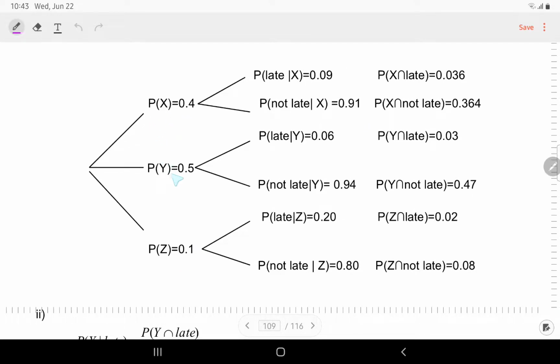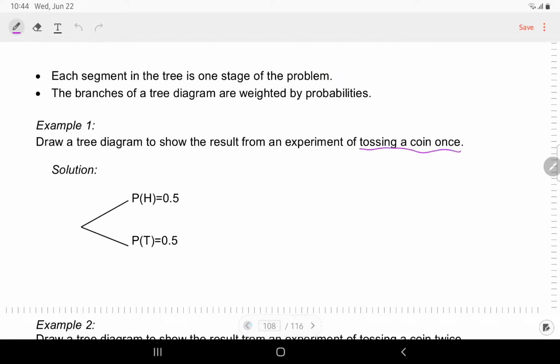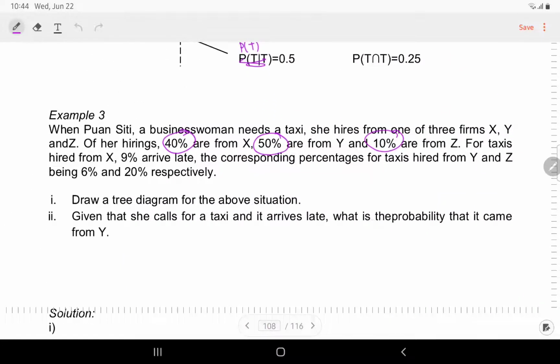And then each of this branch, okay, event pertama dia ada 3 branch sebab ada 3 firm. And then each of this branch dia bahagi kepada 2 pula. Sebab apa? Sebab ada 2 probability, iaitu sama ada taksi tu lambat ataupun taksi tu tak lambat. Okay, untuk X 9% lambat, untuk Y 6% lambat, untuk Z 20% lambat.